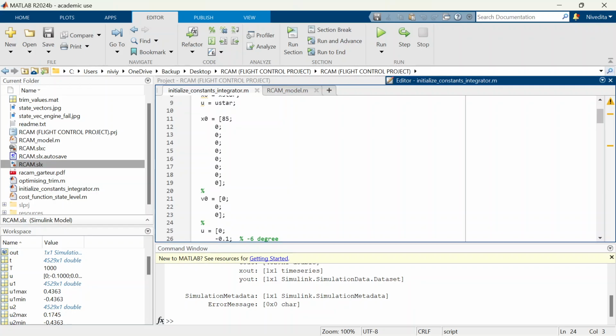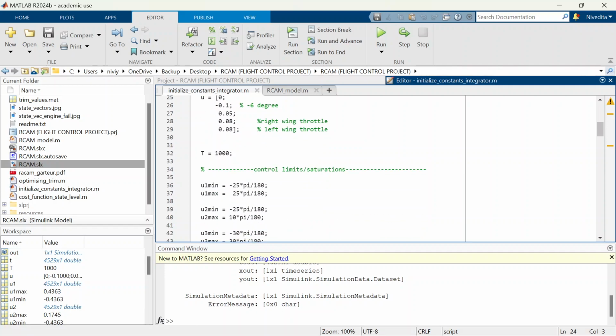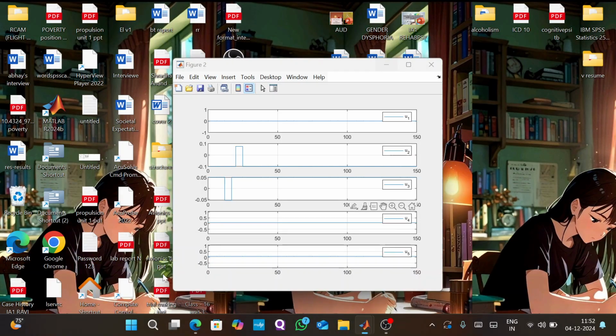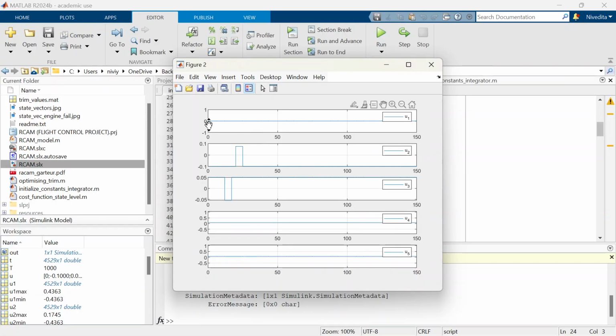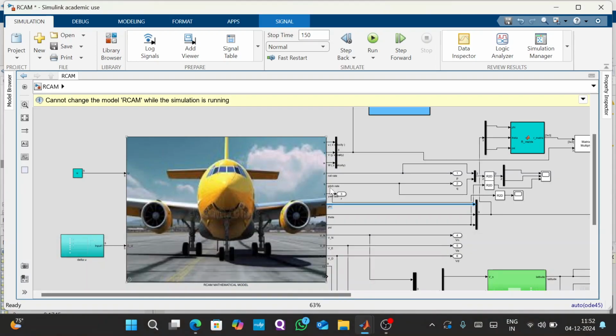So here, under x, we have given inputs for the nine states: the velocities, pitch, yaw, and roll rate, and their angles. Under U, the inputs given are for aileron, tail, rudder, and two throttles. So we run this and we get two graphs, and this shows how the aileron behaves and so on. The same is simulated in Simulink.